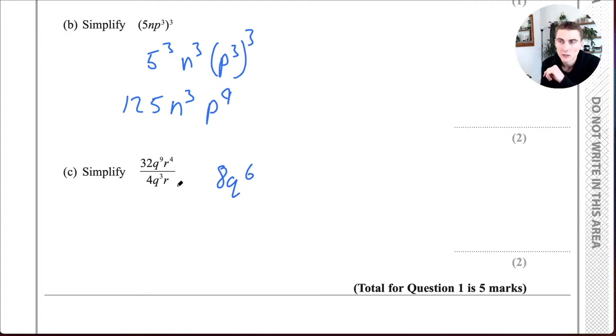And then for the r's, we have r to the 4 divided by r. And remember, if you just have an r by itself, or any letter by itself, it's kind of like it has a power of 1. So it's 4, take away 1 is 3. So we get r to the power of 3. And that's it for C.